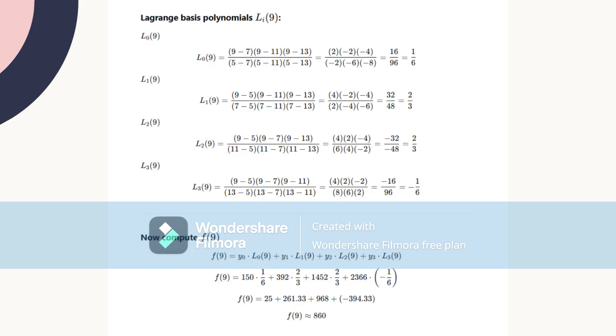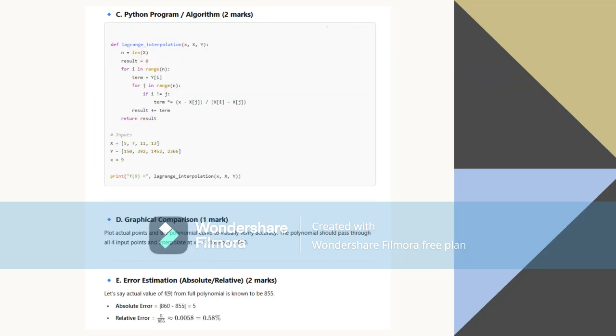Now on the given screen you can see the Python program for the given question. Now question number D, the graphical comparison. Plot actual points and the polynomial curves to visually verify accuracy. The polynomial should pass through all 4 input points and interpolate at x equals 9 close to f of 9, which is approximately 860.